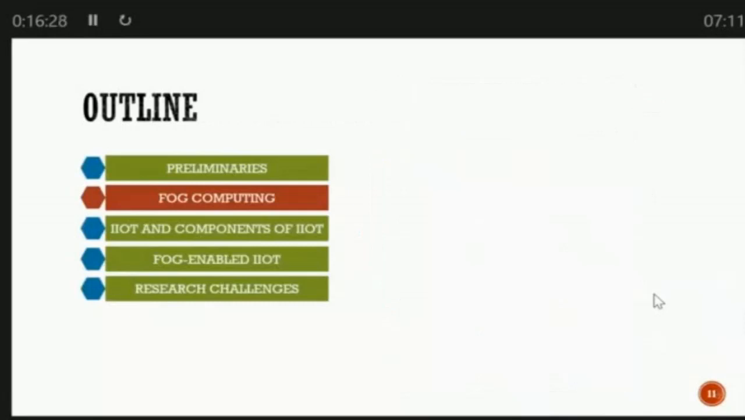So this was the background. So let's see what is the role of fog computing. As this is almost the end of this workshop, I suppose that you already know about fog computing. But let's run through the basics of fog computing.